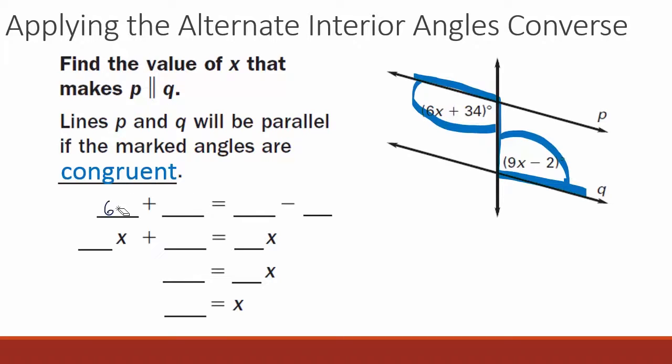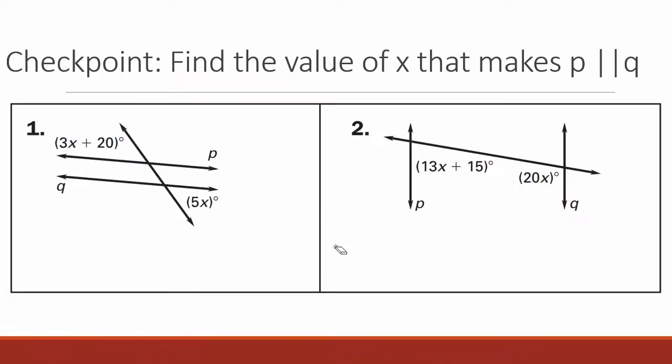So we can write 6x plus 34 is equal to 9x minus 2. To solve for x, we're going to first add 2 on both sides, and we get that 6x plus 36 is equal to 9x. Subtract 6x on both sides, and we get that 36 is equal to 3x. Divide by 3 on both sides, and 36 divided by 3 is 12, so x is equal to 12.